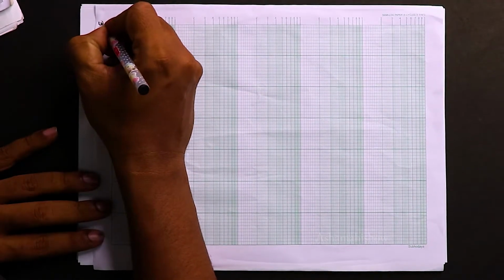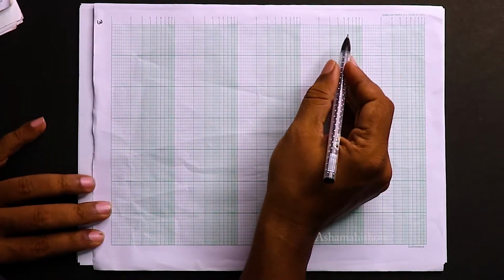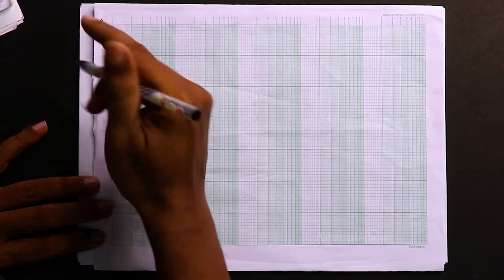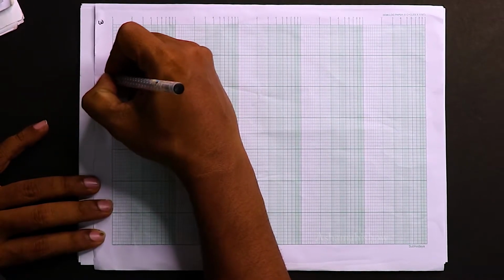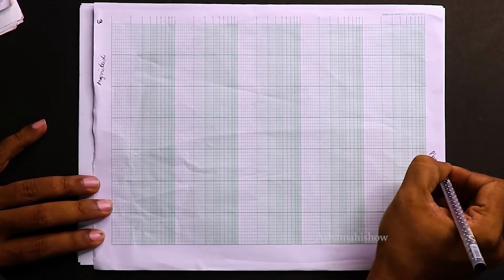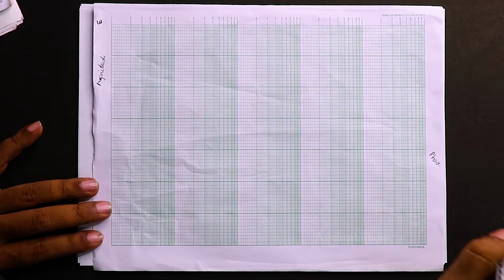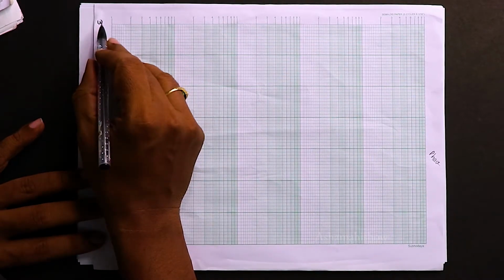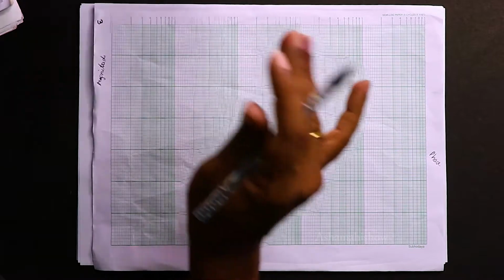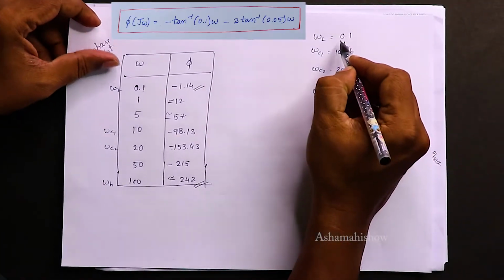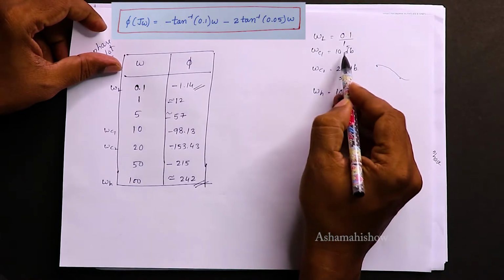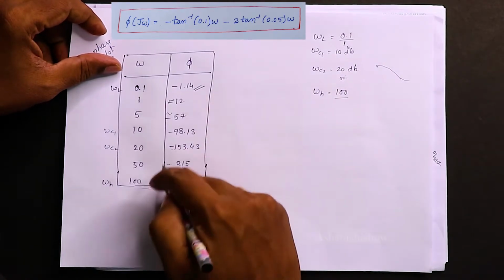You need to take omega, the angular frequency, on the x-axis, and the y-axis divided into two parts. The upper half is taken for the magnitude plot and the lower half is taken for the phase plot. Now let us divide this one. Your angular frequency will be divided in such a way. In the magnitude plot, see, the lower corner frequency is taken as 0.1 and the higher frequency is taken as 100. In between we have 10 and 20, and we have taken many values also.